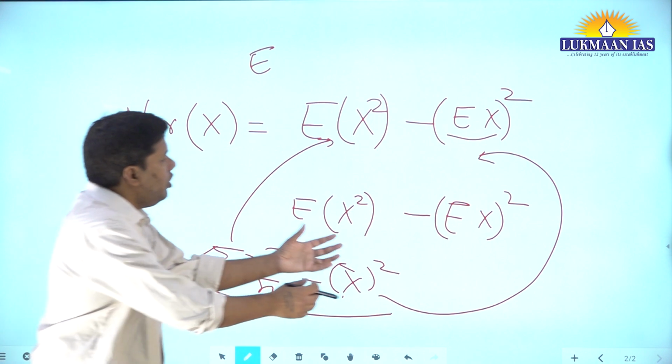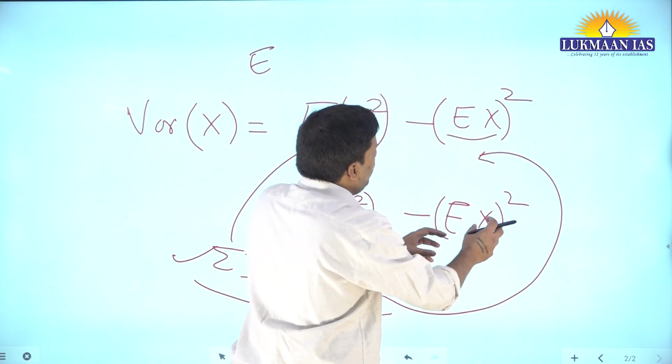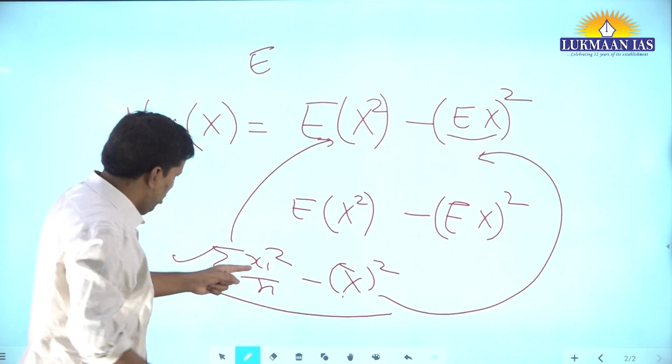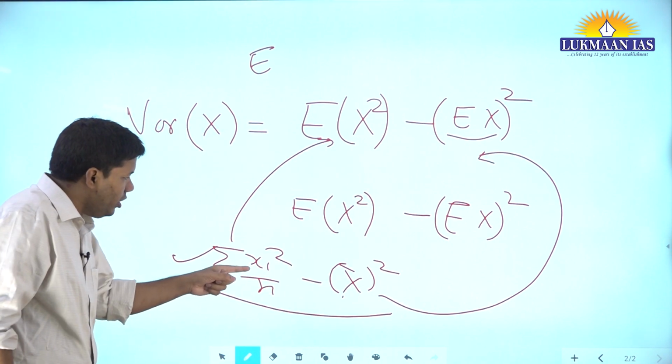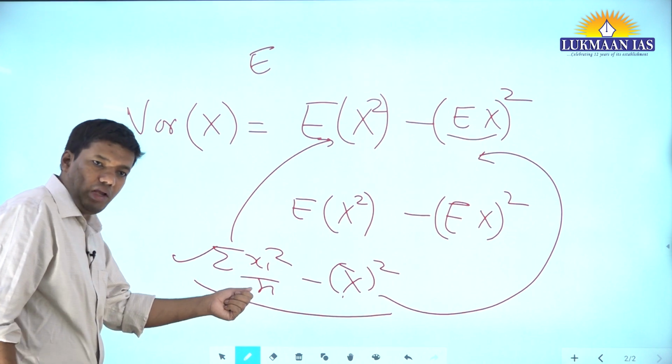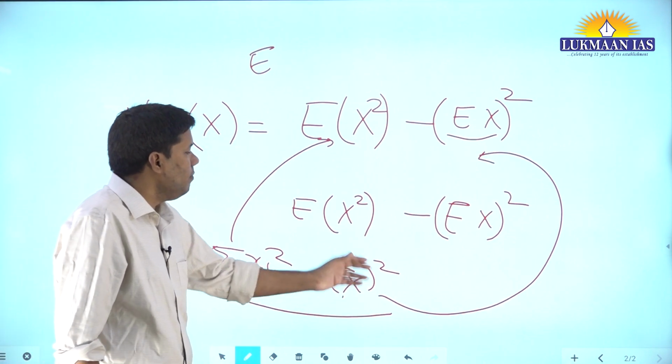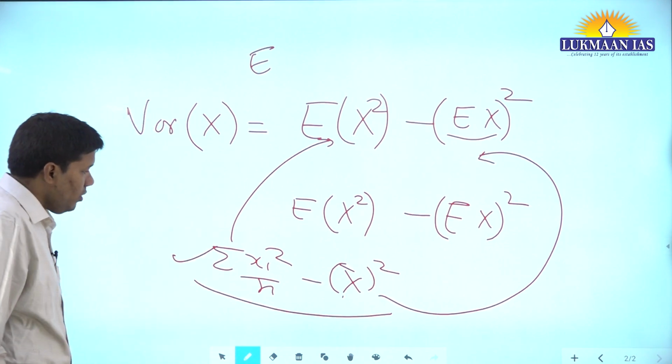Okay. Here, what you are doing is taking the square of the expected value of x. Here, you are calculating the expected value of x square. What do you do here? You take the squares of x and calculate their average, and then you subtract from it x bar, whole square.